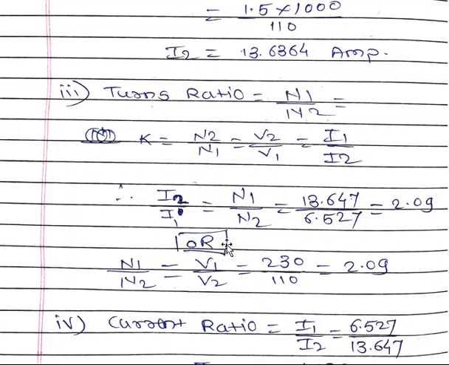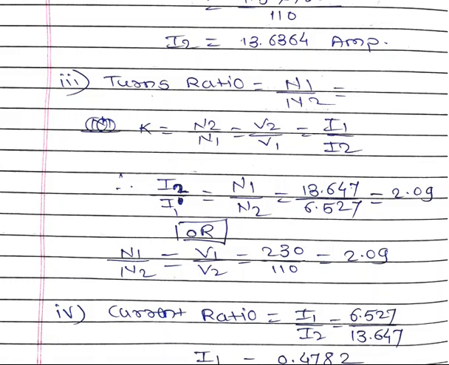In our second method, we calculate N1 by N2 by using V1 by V2. N1 by N2 is equal to V1 by V2. The value of V1 is 230 volt and the value of V2 is 110 volt. The answer of this calculation is 2.09.